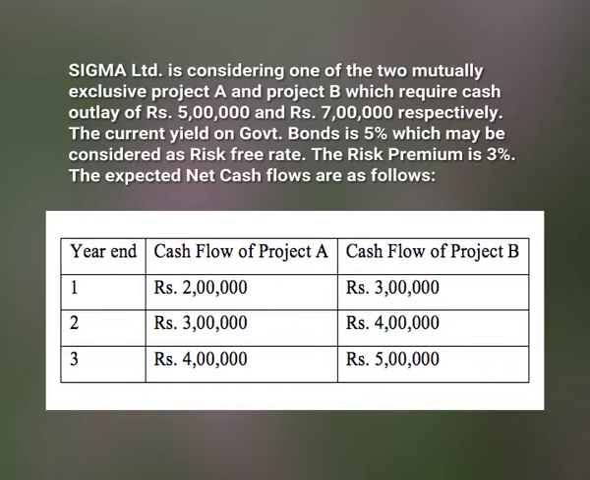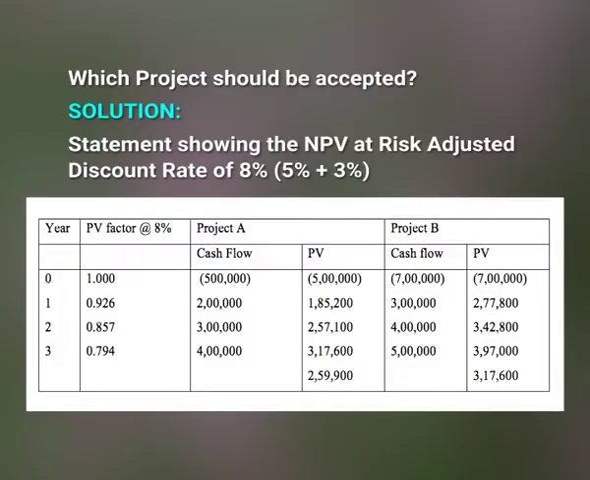Then in the third year, we have rupees 4 lakh for project A, and for project B, we have rupees 5 lakhs. Now, which project should be accepted? Solution, we can see the statement showing NPV at risk adjusted rate of 8%, that is 5% plus 3%. We can see the table here.